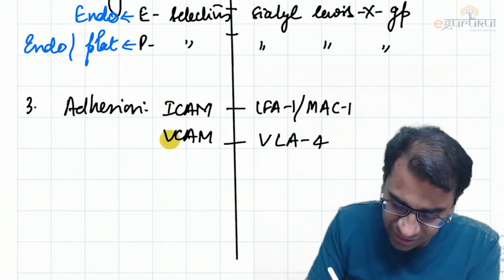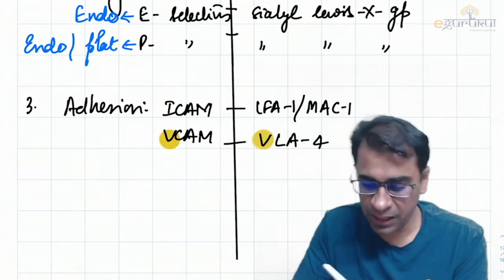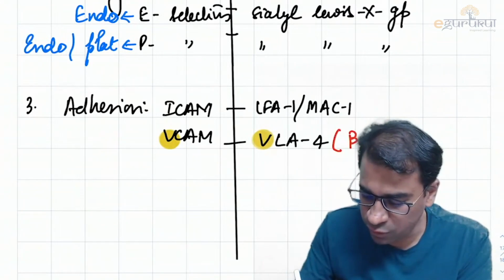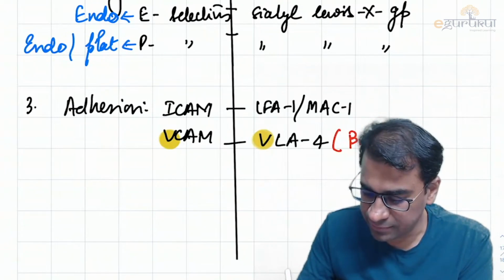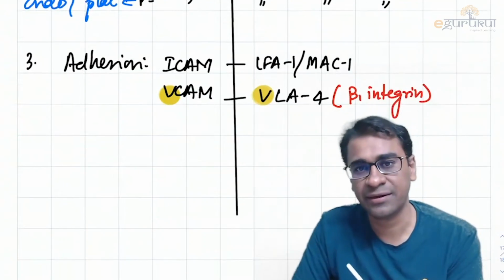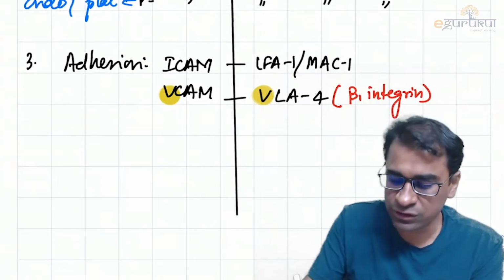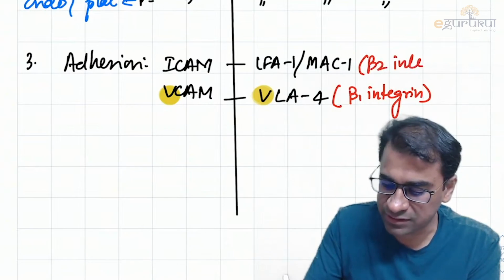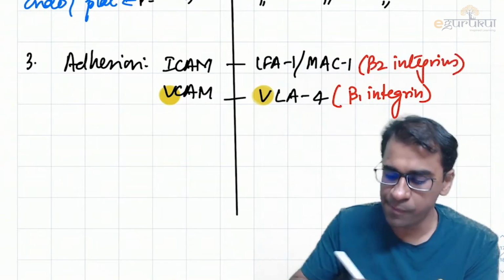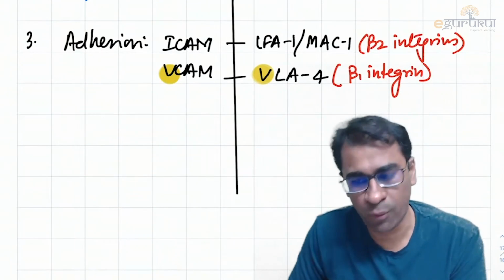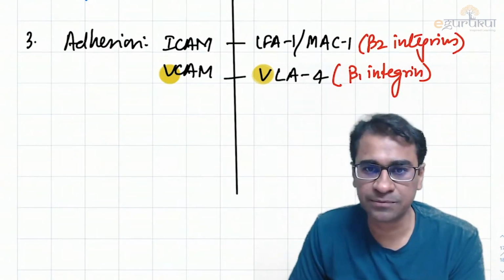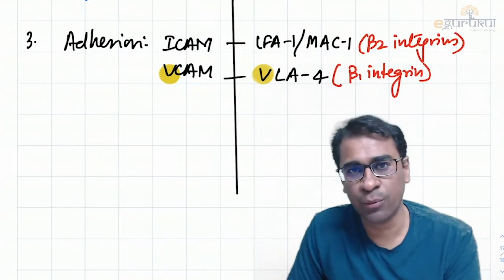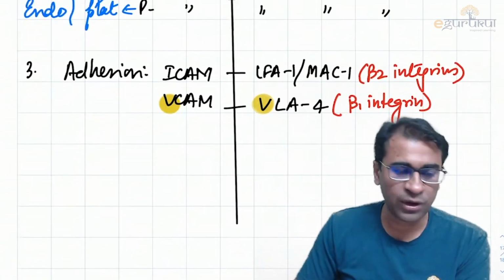Remember, this is V, and this is also V. V for V. Because this is a single molecule, we call this beta 1 integrin. Whereas the two molecules here are called beta 2 integrins. Beta 1 integrin and beta 2 integrins: LFA1 and MAC1. This step is called adhesion.